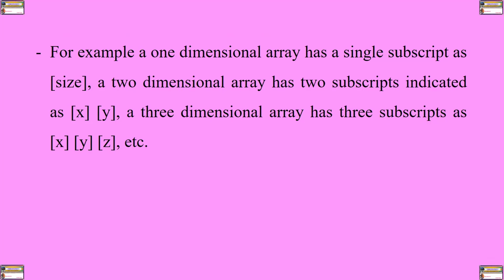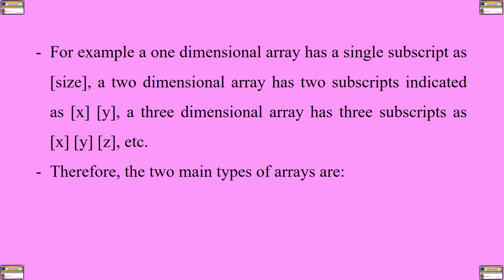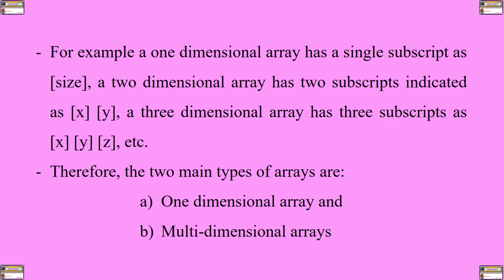A 3-dimensional array, on the other hand, has 3 subscripts organized as x, y, and z. X in square brackets, y in square brackets, and z in square brackets as indicated. And if you have 4-dimensional arrays, you follow the same style. Therefore, the 2 main types of arrays are the 1-dimensional array and multi-dimensional arrays.